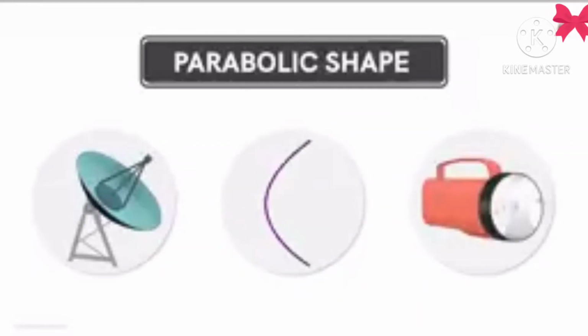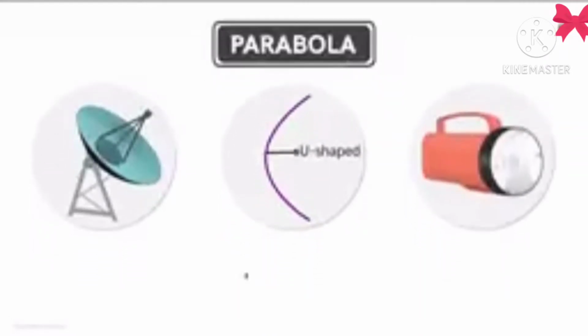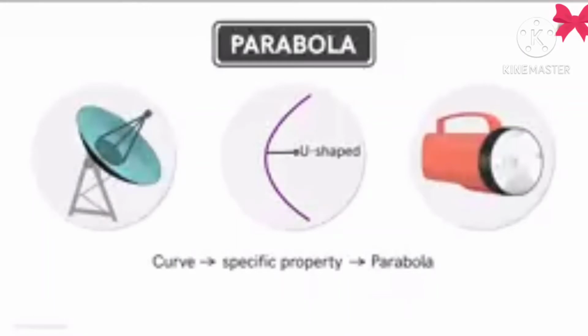Today I will explain to you parabola and its shapes. Understand what exactly a parabola is. A parabolic curve has a U-shaped curve, but every U-shaped curve is not a parabola. A parabolic curve has a specific property that makes it a parabola.